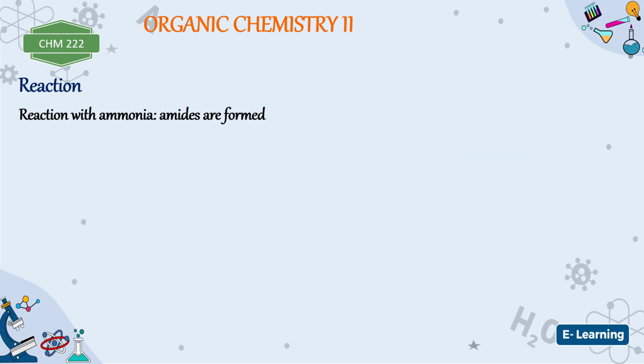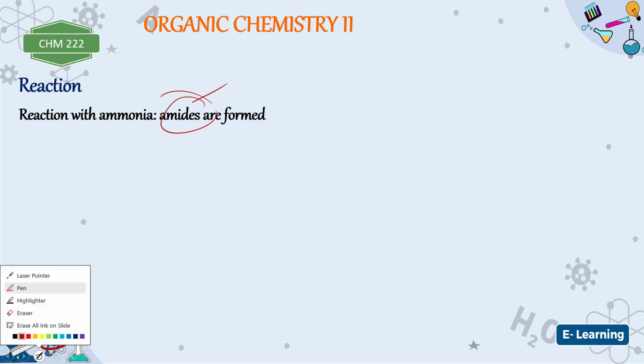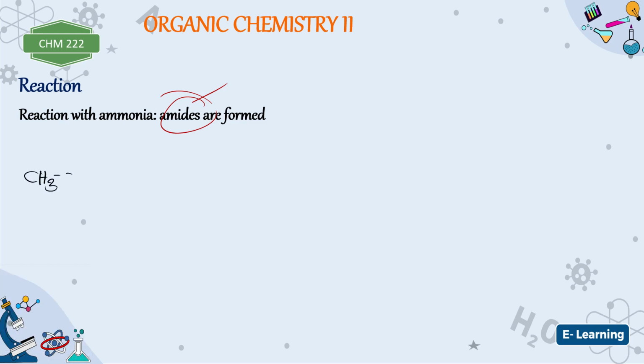Then when you react it with ammonia, what did we say? That whenever you react carboxylic acids and their derivatives with ammonia, amides are formed. Is that okay? So this one is very easy too. You have something like this. The prototype of this group is acetic anhydride. That is what we will be using. With ammonia.